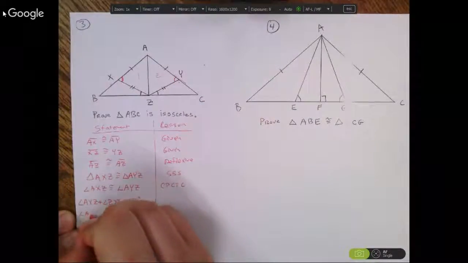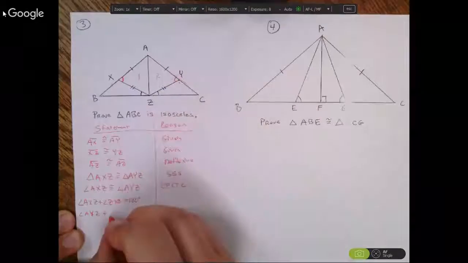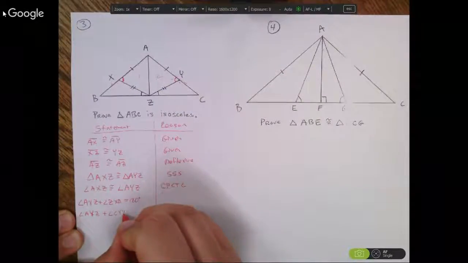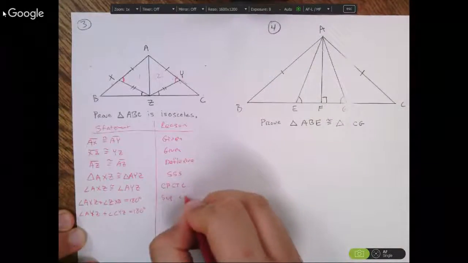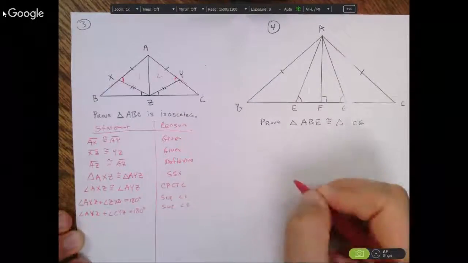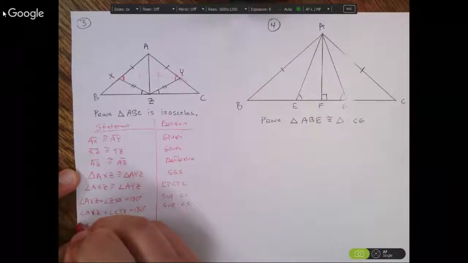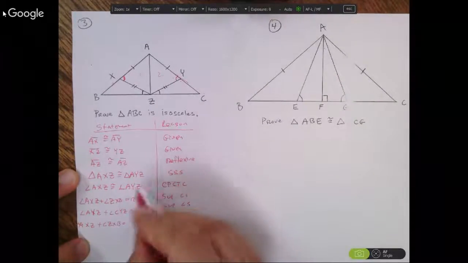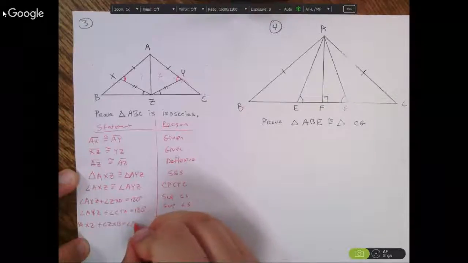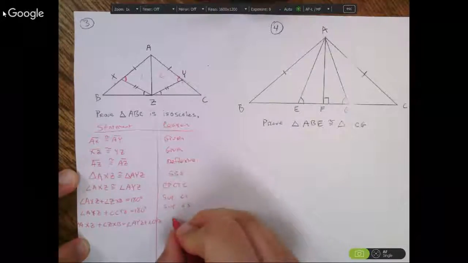And then angle AYZ, excuse me, I'm saying this angle, plus CYZ equals 180. Okay, so those are supplementary angles. And then I can say that they're equal to each other. So if that's 180 and that's 180, I can say that they equal each other. This is going to be a long proof. Okay, and that's substitution.